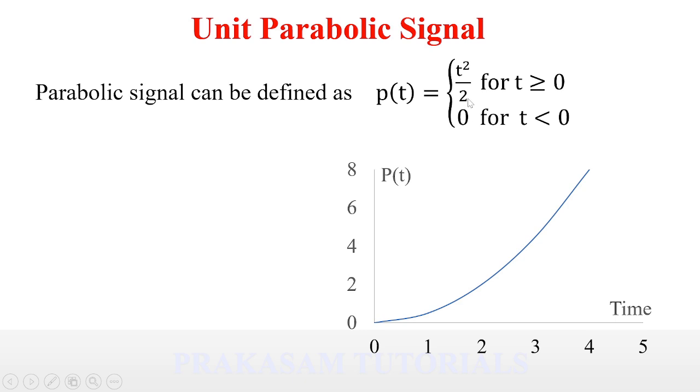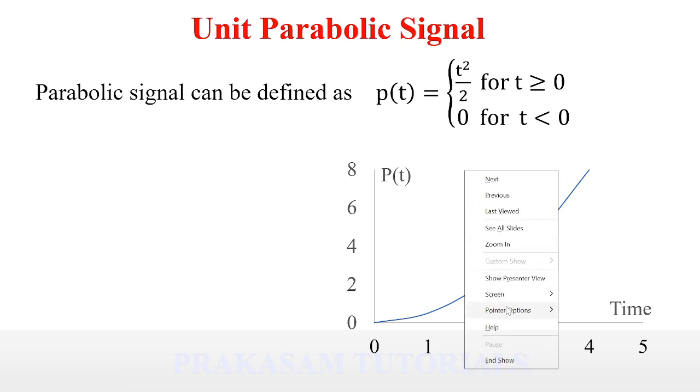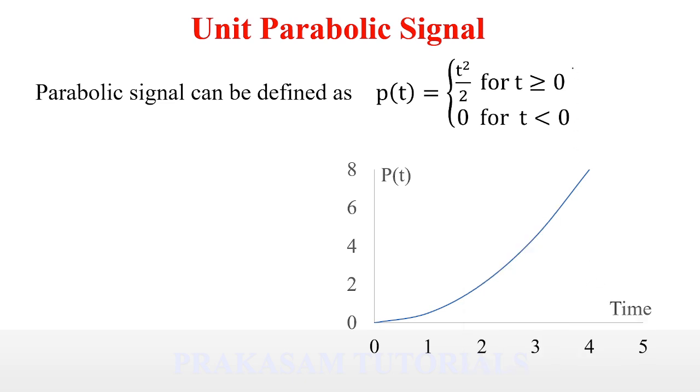This t square by 2 for t greater than or equal to 0 is also written as t square by 2 into u of t, where u of t is a unit step signal. Using the definition of the unit step signal, u of t is equal to 1 for t greater than or equal to 0, so this is also represented as t square by 2 into u of t. And for t less than 0, p of t is equal to 0.